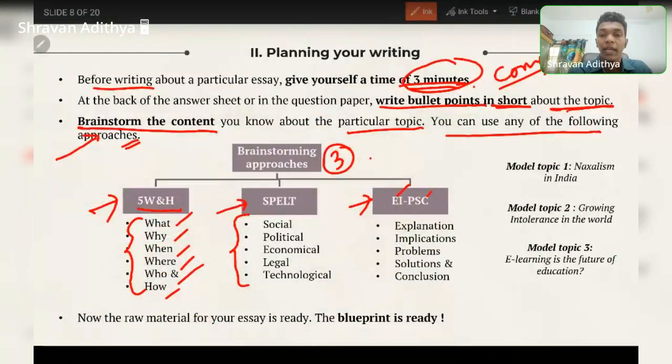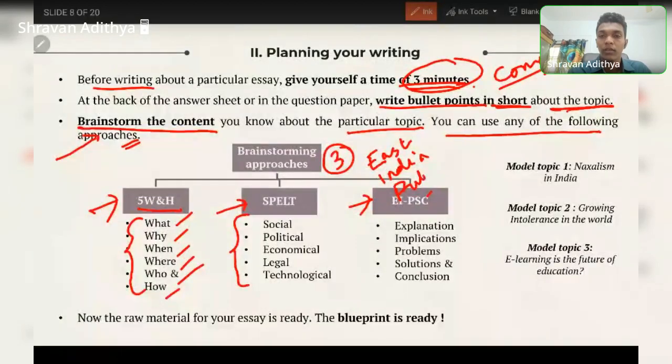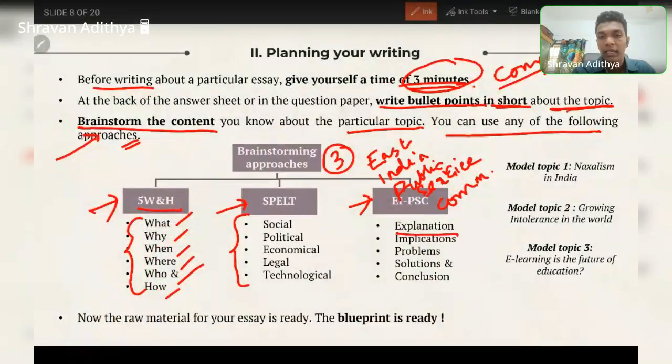And finally, you have EIPSC, which I like to call East India Public Service Commission. You can remember it that way. Each letter stands for something: E stands for explanation, I stands for implication, P stands for problems, S stands for solutions, and C stands for conclusion. You choose any of these approaches and brainstorm your points.